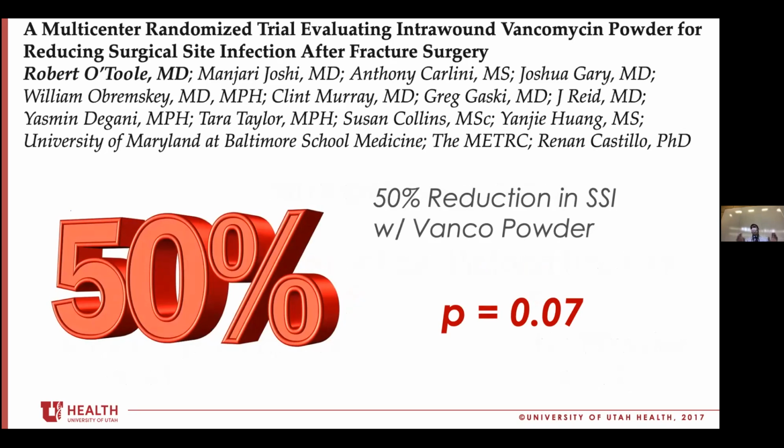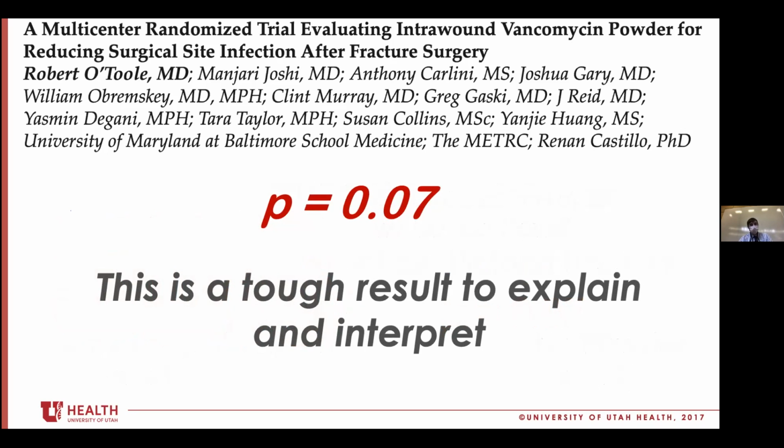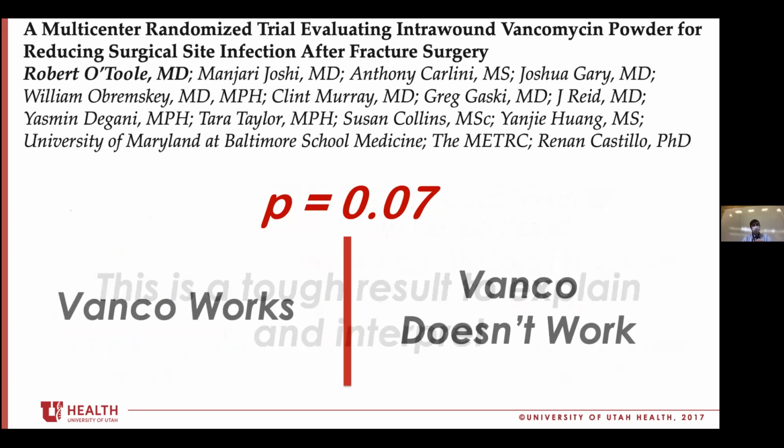But when you do the statistical analysis and you compare the two groups, you get a p-value of 0.07. This is a tough result to interpret for many people and a really tough result to explain in a manuscript. So which side of the line do you fall? How would you interpret this? Does vancomycin work or does it not work?